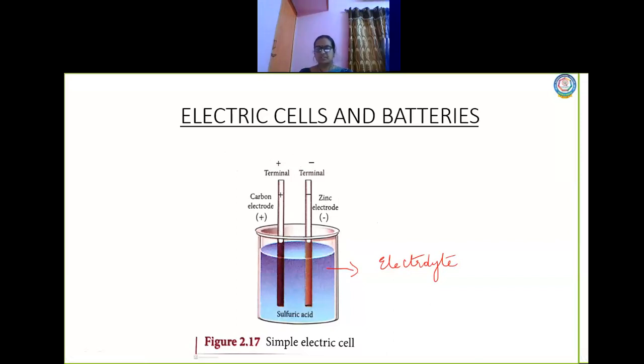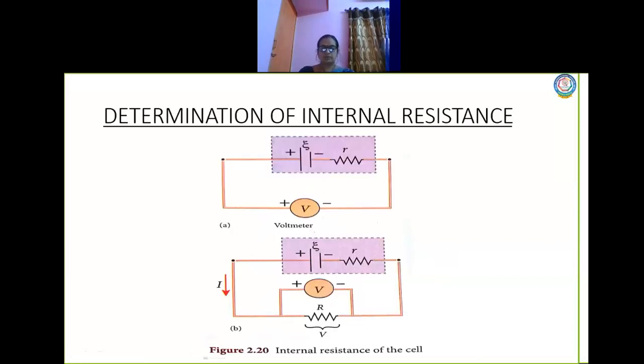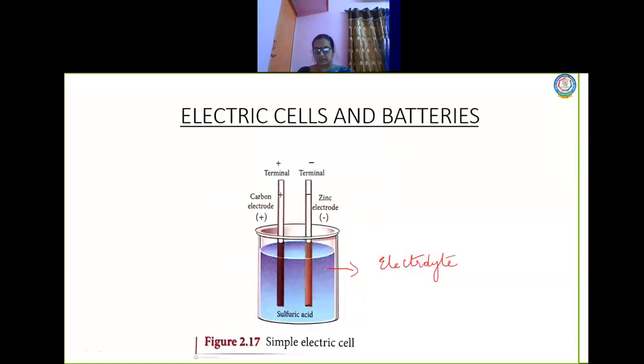Are you able to understand, children? Now next we move on to a very important topic, but before we go on to this, take page number 103, children. There is a small but very important topic called electromotive force.